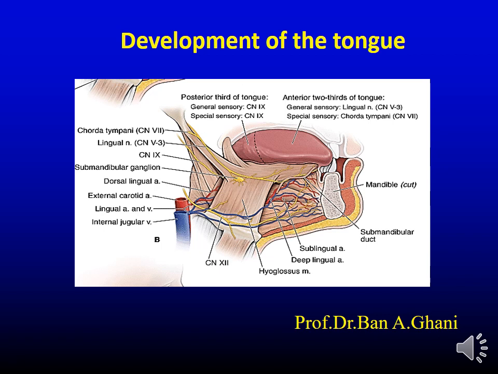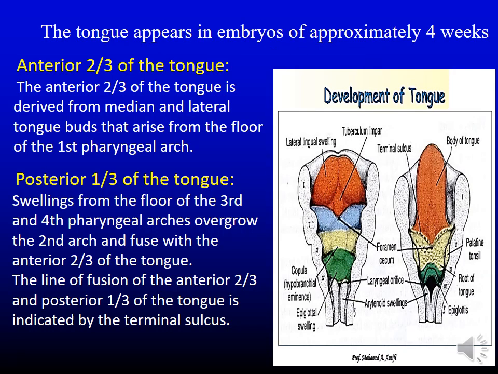This is lecture 6 of embryology. We are going to talk about the development of the tongue. The tongue appears in the embryo at approximately 4 weeks of age.